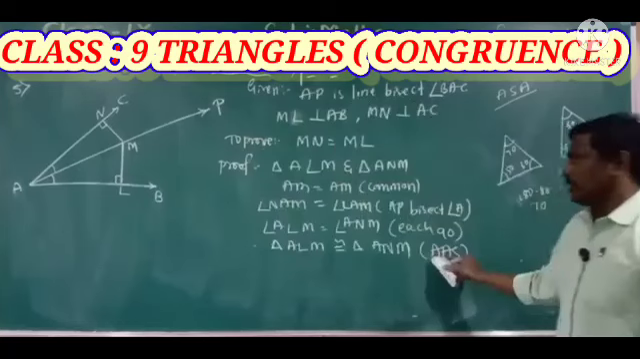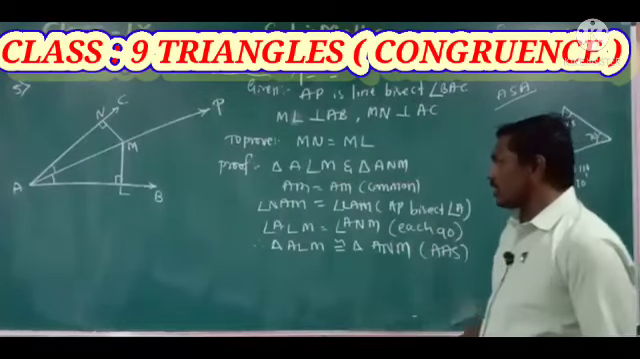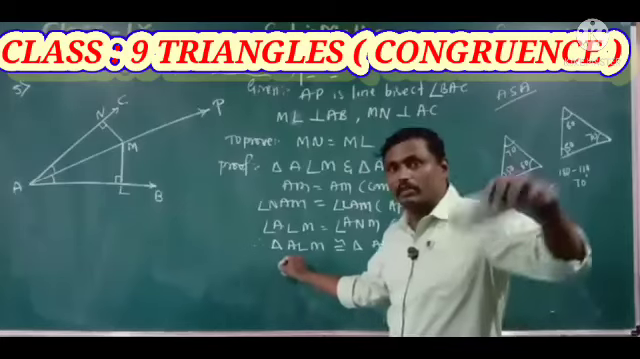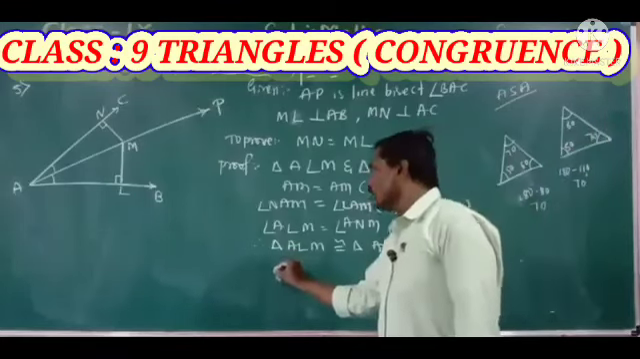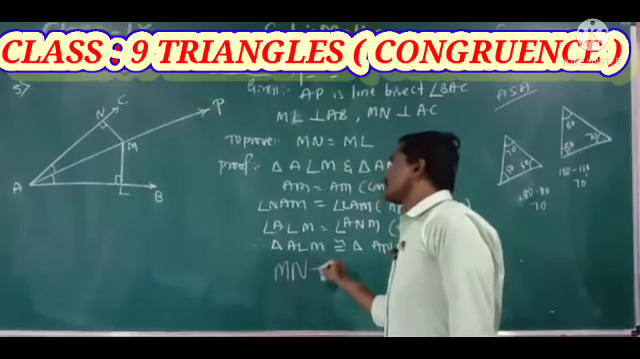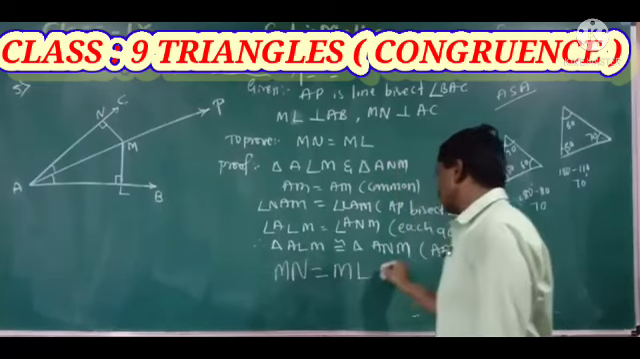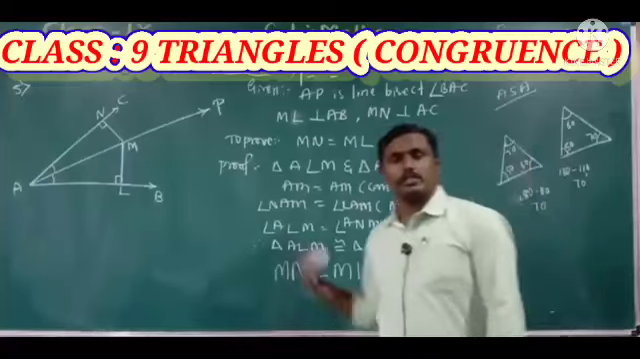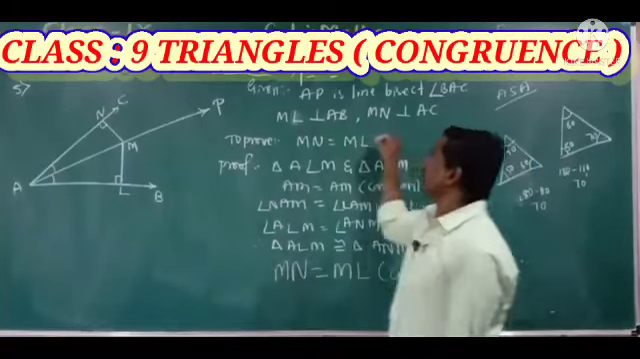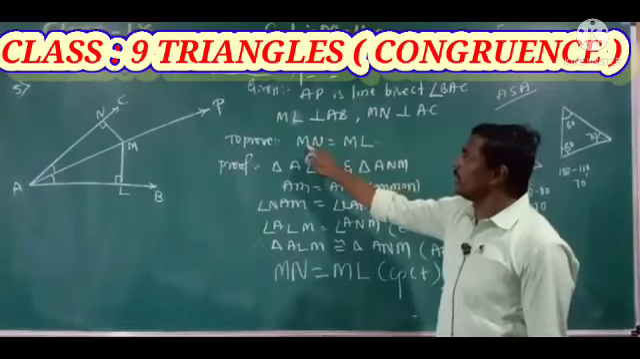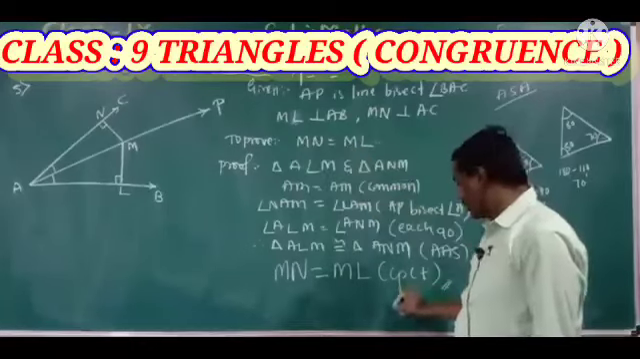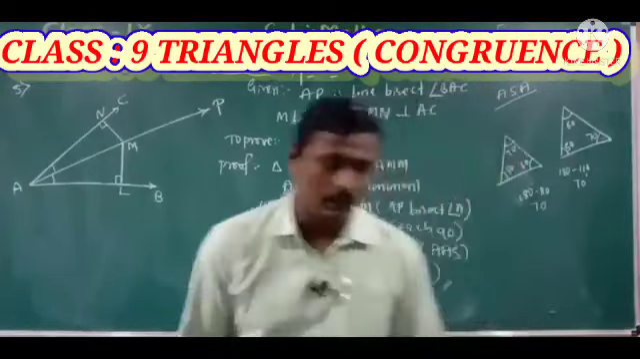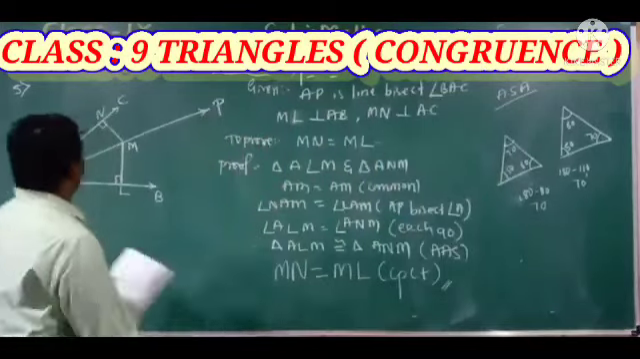So here we proved that the two triangles are congruent, which means all the remaining parts, whether sides or angles, are equal. So MN is equal to ML by using CPCT. So this is the required proof, right? What do we need to prove here? MN is equal to ML. Here we proved that MN is equal to ML. This is the required proof of the given statement.